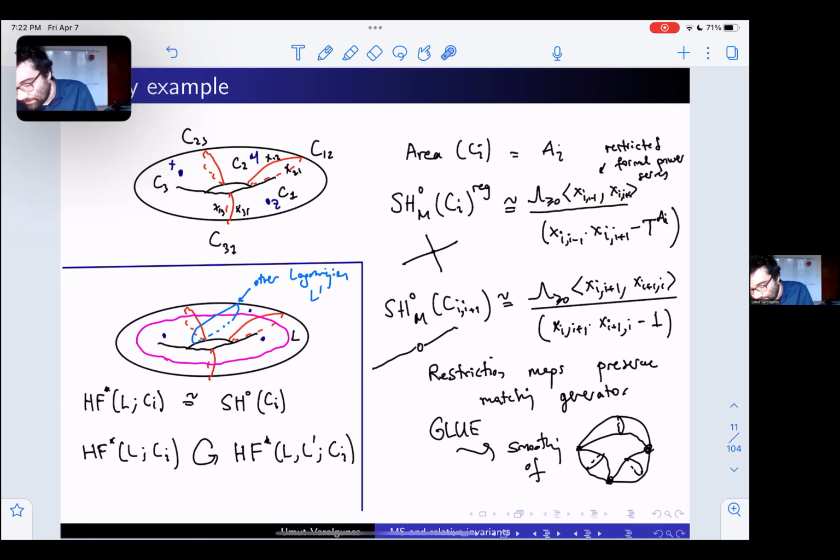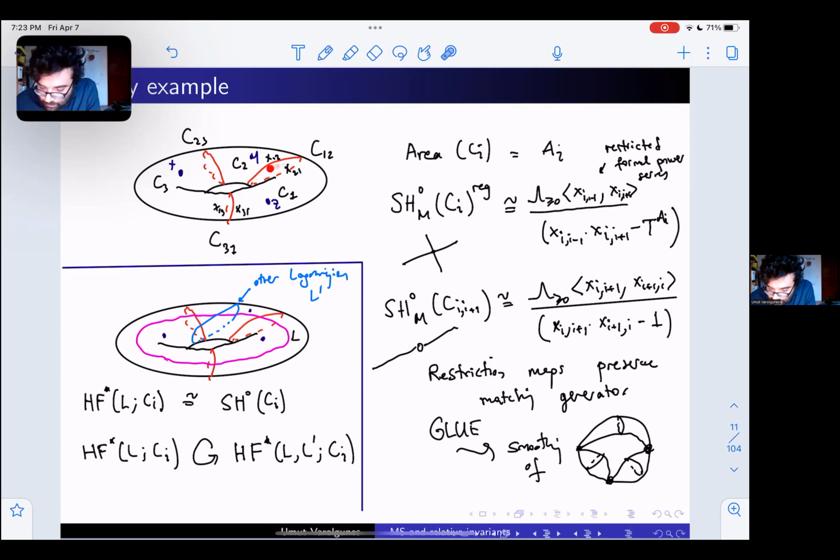Okay, and then I mod out by this relation. So the product of this generator times this generator should be T to the area of the cylinder. So this is some kind of smoothing of two transversely intersecting planes. If you set T equals 0, you will get two transversely intersecting planes, well, lines. And this is a smoothing of that, like a formal scheme over the Novikov ring whose special fiber is that.